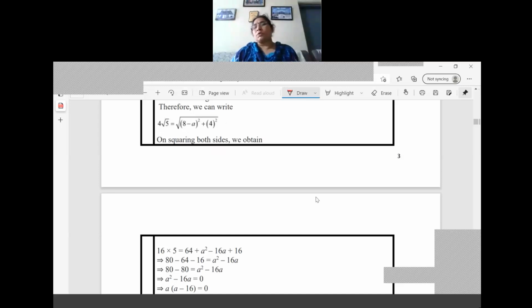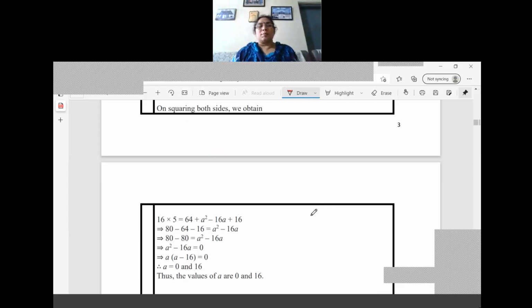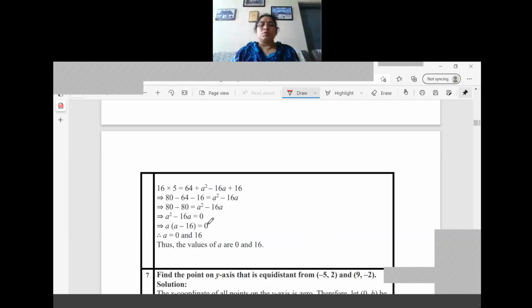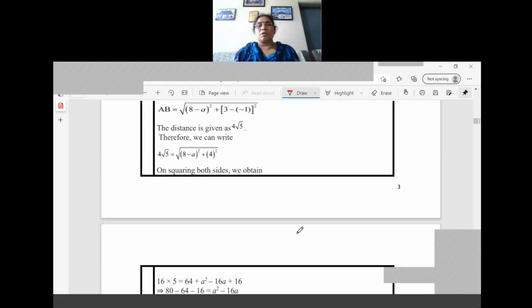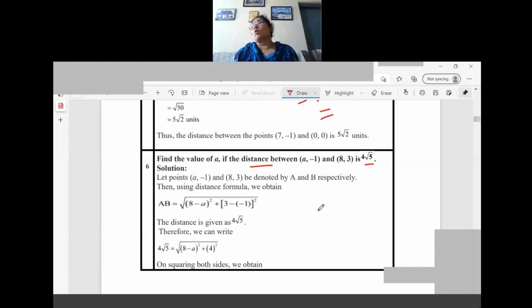So (8 minus a) whole square is in the sense of (a minus b) whole square. Then expand it, it will be 80 equal to 64 plus a square minus 16a plus 16. After the simplification, you will get two values because it's a quadratic equation only. A equal to 0 and a equal to 16 only. So both the values are to be written because it's a coordinate.